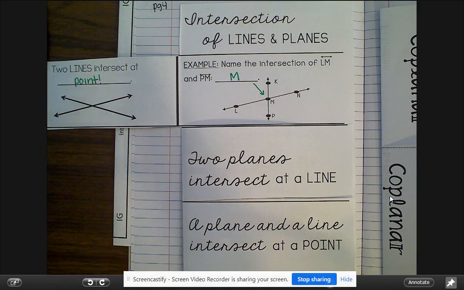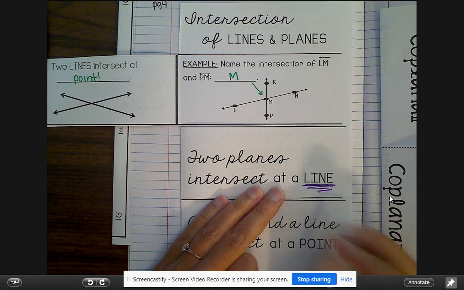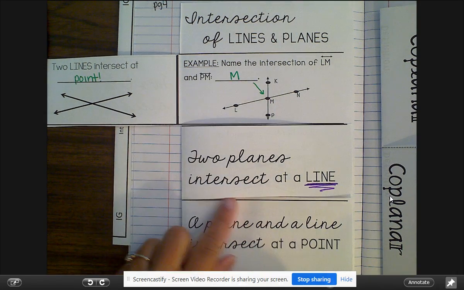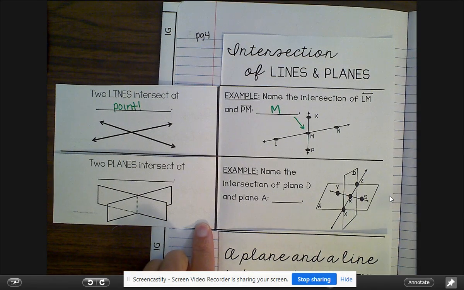touching each other, you kind of get the corner of the wall, like when you're a kid, go stand in the corner or whatever. And a corner isn't a point, it's a whole line. So when I have two planes intersecting, they intersect at a line. Always, always a line. Okay, and it's kind of hard to draw planes.